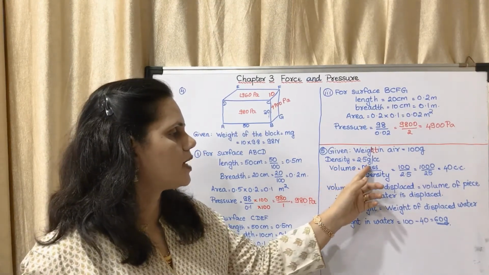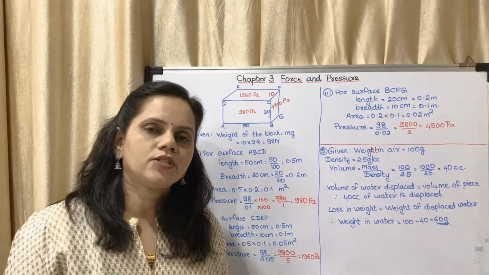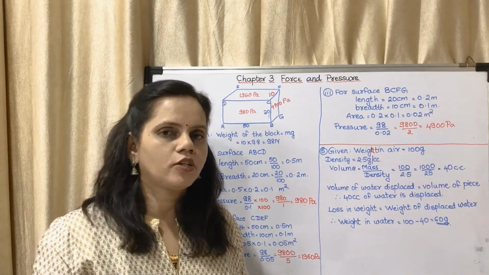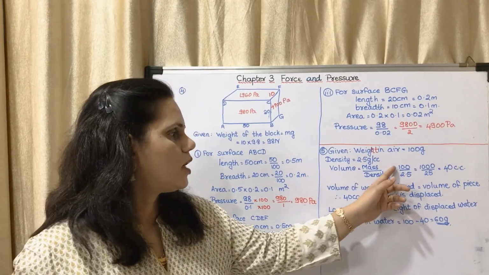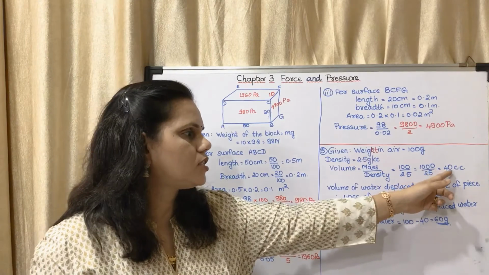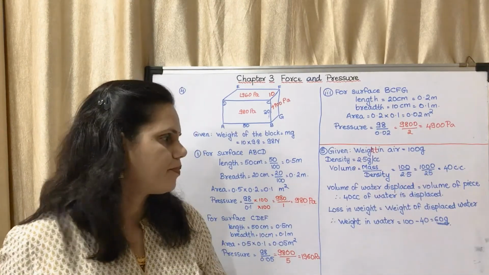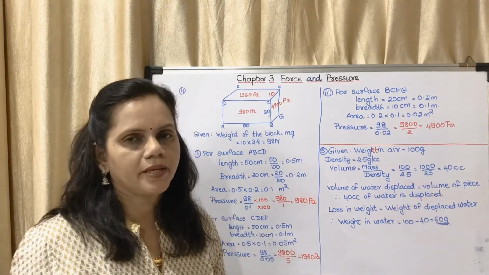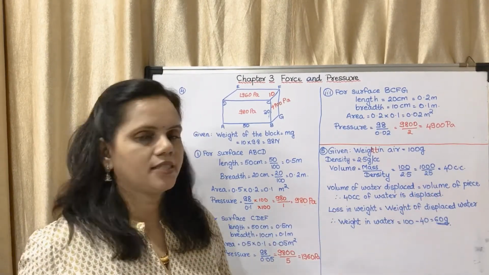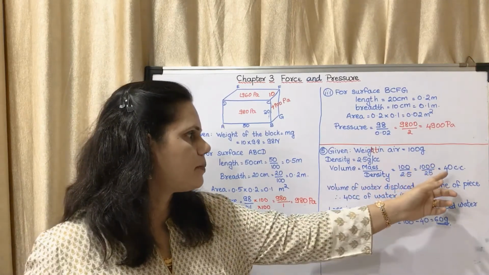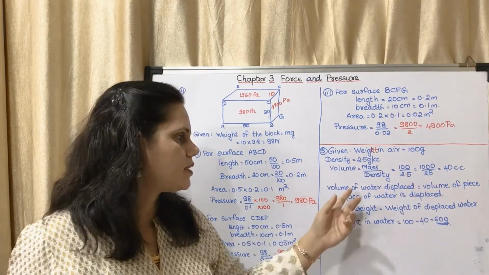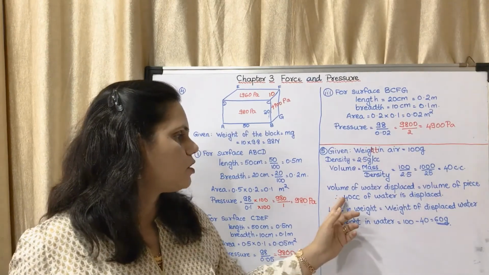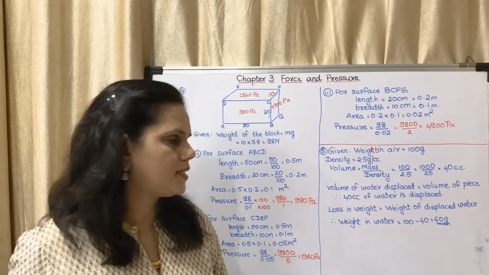Volume is equal to mass upon density. We know the equation, density is equal to mass upon volume. So volume is equal to mass upon density. So 100 upon 2.5, you are getting 40 cc. So volume of water displaced is equal to volume of the piece. The volume of the piece is 40, that means that much water is displaced. So volume of water displaced is 40 cc.